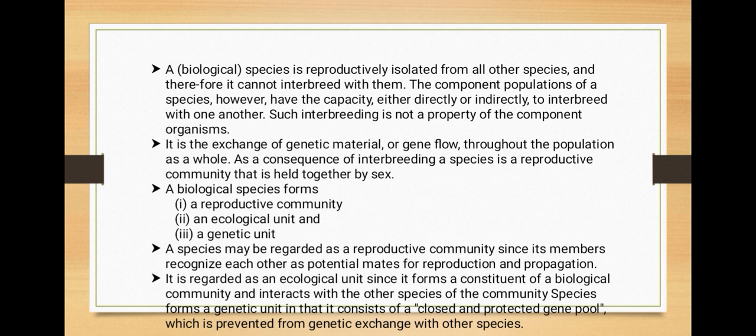A biological species forms a reproductive community, an ecological unit, and a genetic unit. A species may be regarded as a reproductive community since its members recognize each other as potential mates for reproduction and propagation. It is regarded as an ecological unit since it forms a constituent of biological community and interacts with other species of the community. Species forms a genetic unit in that it consists of a closed and protected gene pool which is prevented from genetic exchange with other species.